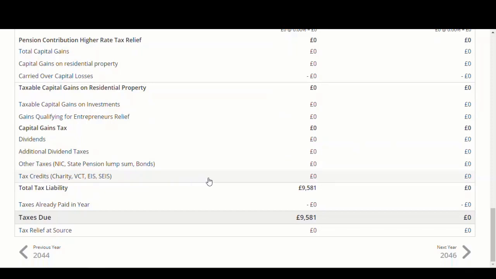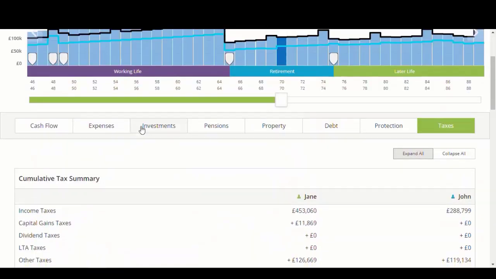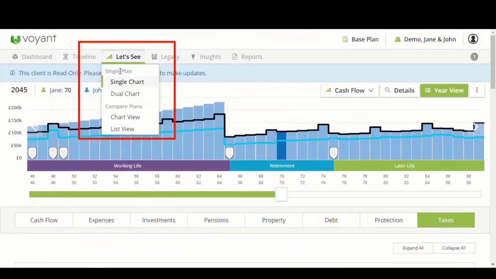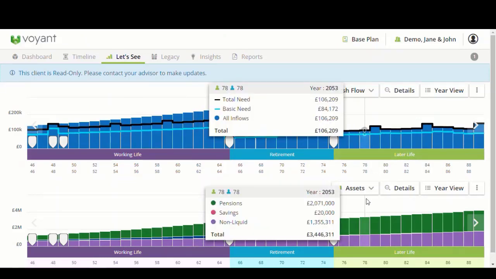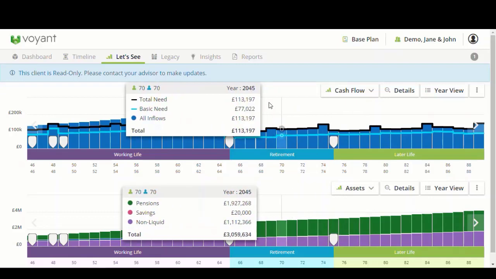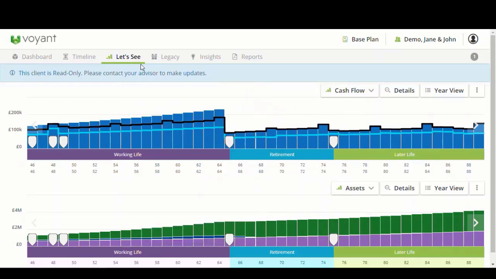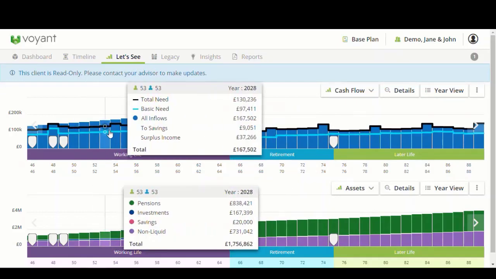Now finally, what you can also do with the Let's See charts is you can look at dual charts. And while looking at two charts at the same time, you can look at the cash flow versus the assets, and you can see the assets that are underpinning this cash flow in any year simply by hovering over, and you can see both sets of details at the same time.